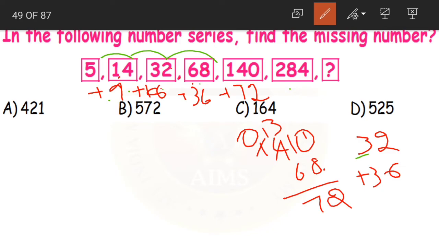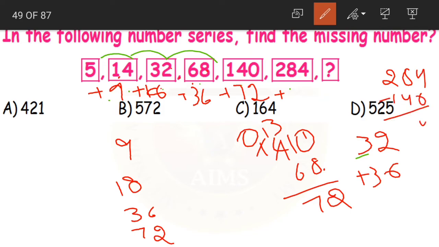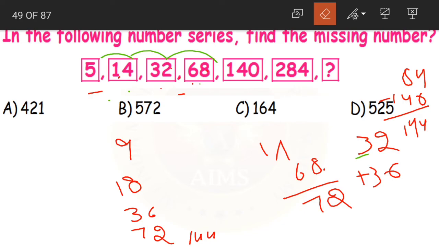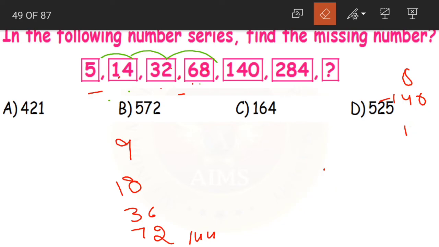So what are we understanding now? Look at the numbers 9, 18, 36 and 72. And lastly, what do we have? See, 284 minus 140. 144. See, 144. If you look at the numbers that we are adding to each number, there is a big difference between the numbers. Yes. So what is the connection between these numbers?